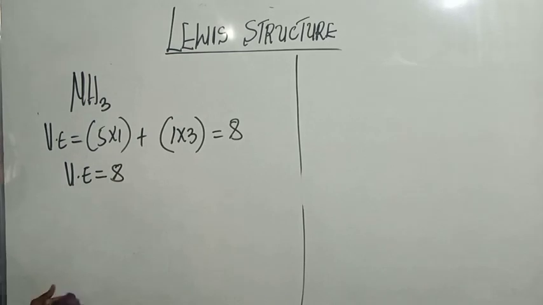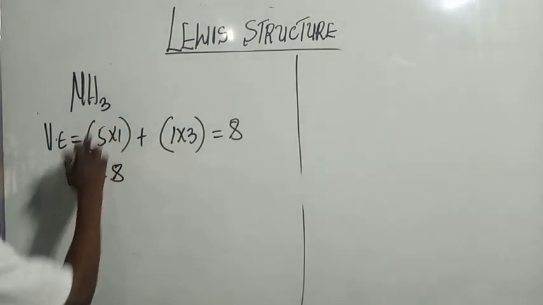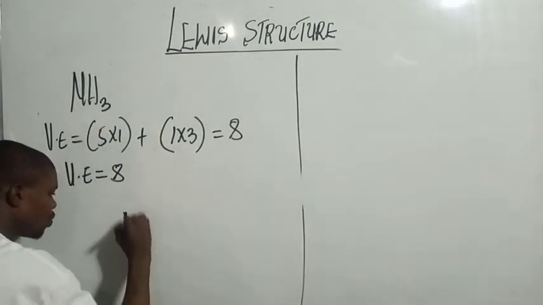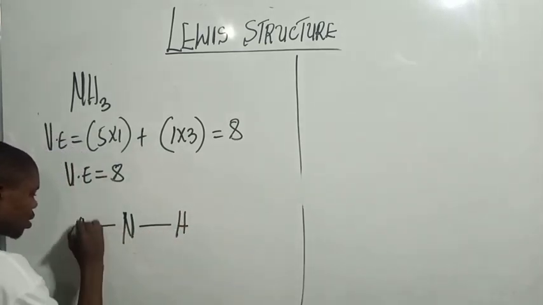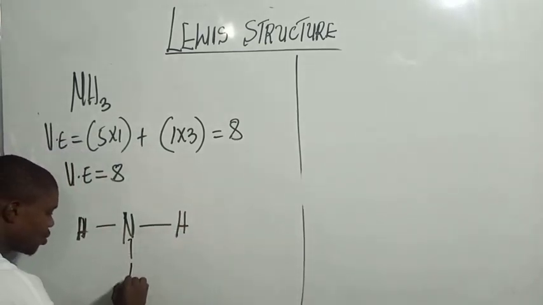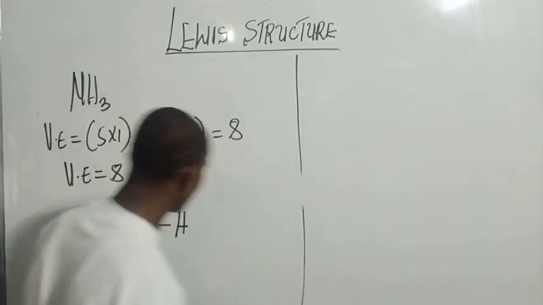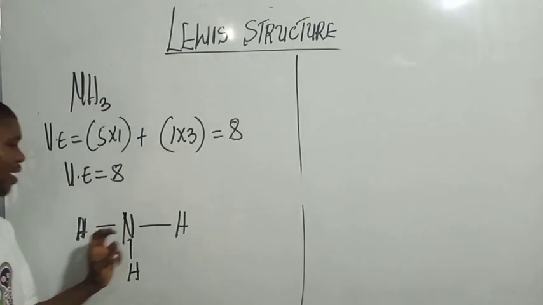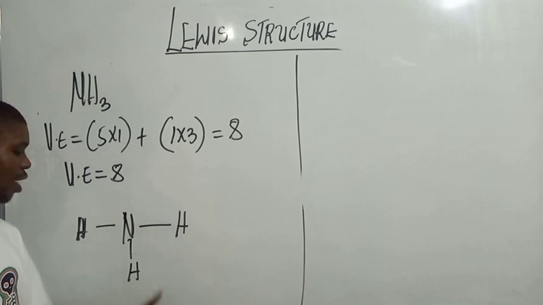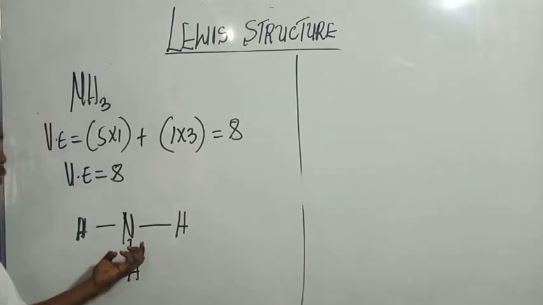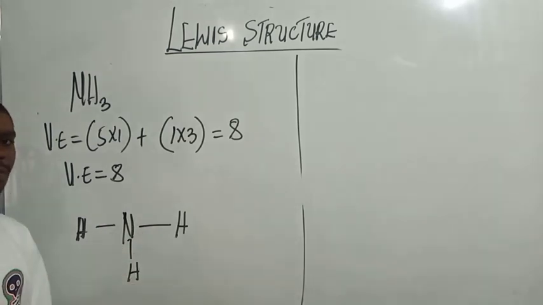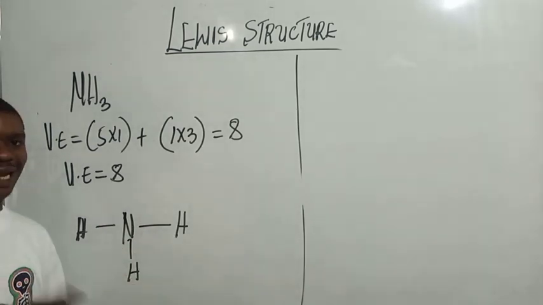Now, nitrogen will be the center atom. Do you get that? Because hydrogen cannot be the center atom, and I have 3 hydrogens here. So nitrogen will be the center atom connected to 3 hydrogens. From here now, I have 3 bonds. So each of the hydrogens is connected to nitrogen with a single bond. Because here I have 3 bonds, I've used 6 electrons.